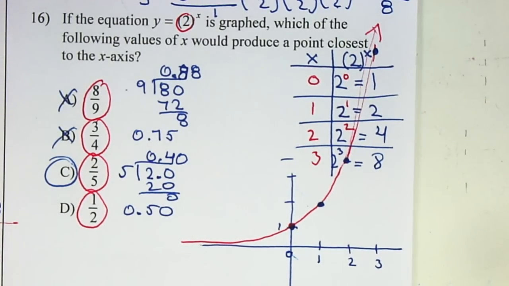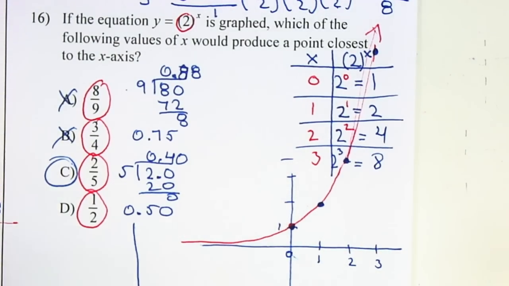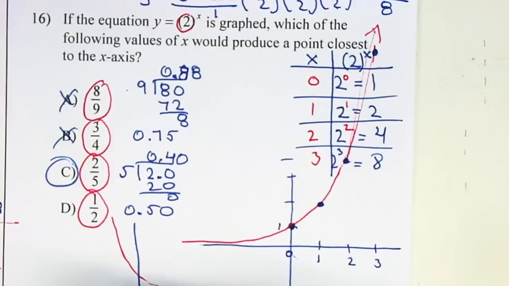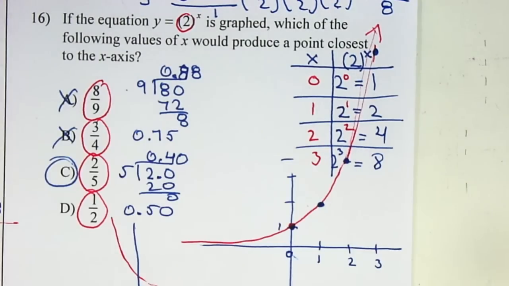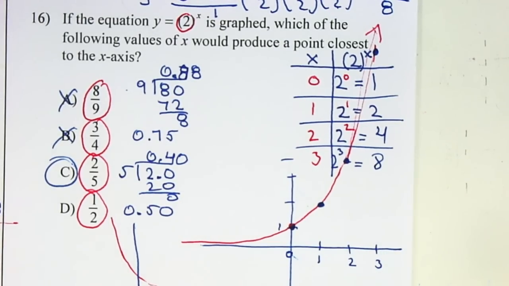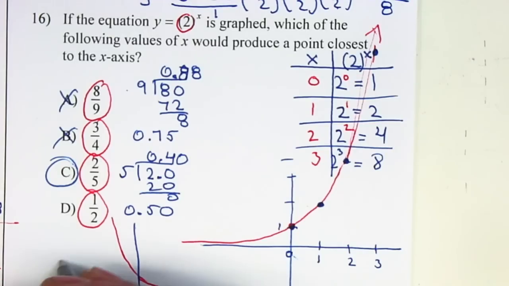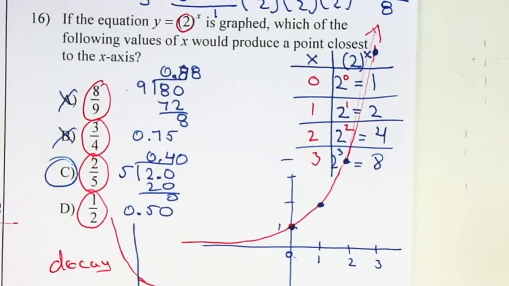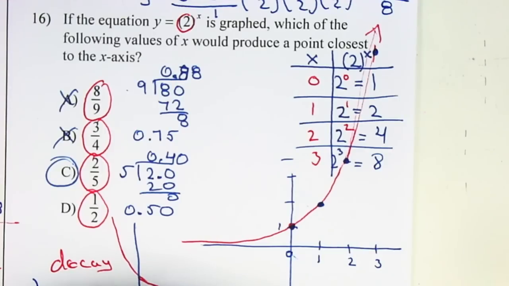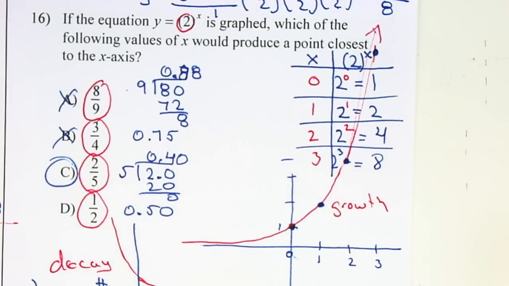Now be careful. On the practice test that we did in class, that was an exponential decay. So we have 1, 2, 3, 4. As we get bigger numbers for the value of x, the graph is getting smaller. So it's going to be the opposite. So if it's a decay, we're looking for the bigger number. If it's a growth, we're looking for the smaller number.